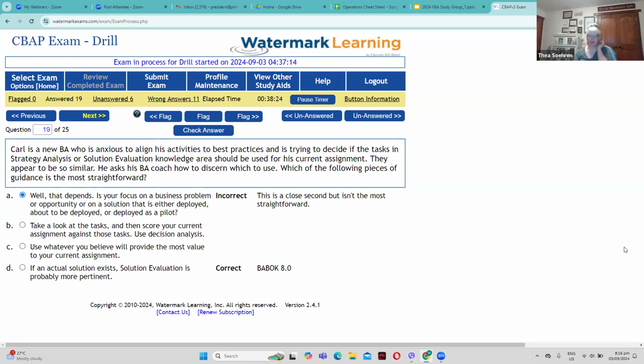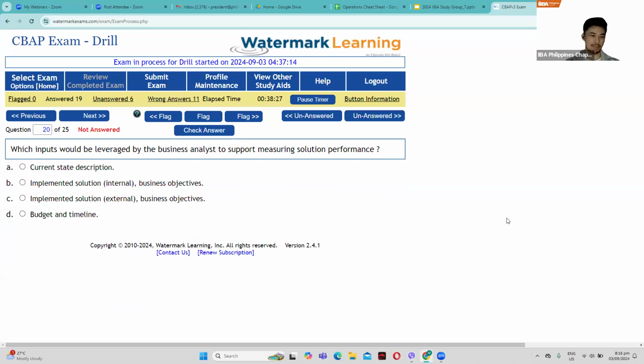All right. Which inputs would be leveraged by the business analyst to support measuring solution performance? A, current state description. B, implemented solution, internal business objectives. C, implemented solution, external and business objectives. D, budget and timeline.